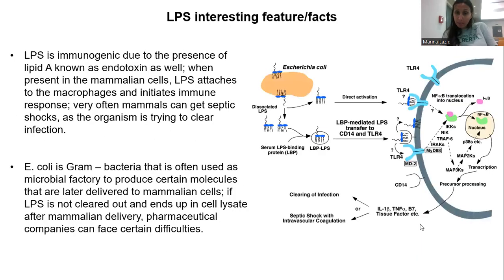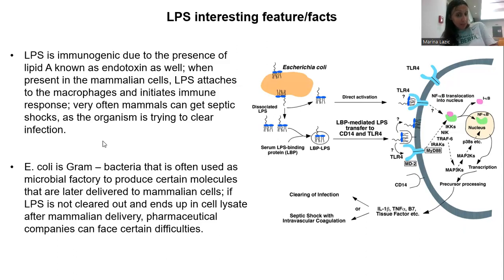And there are some interesting LPS features that I just wanted to share with you. There are many papers published on these topics. So LPS is highly immunogenic. Unlike teichoic acids, for this one we know that it's very immunogenic, and the reason is the lipid A, which is known as endotoxin. When endotoxin is present in mammalian cells, LPS attaches to the macrophages and initiates an immune response. So very often mammals can get septic shock as the organism is trying to clear the infection. So it's really highly immunogenic.